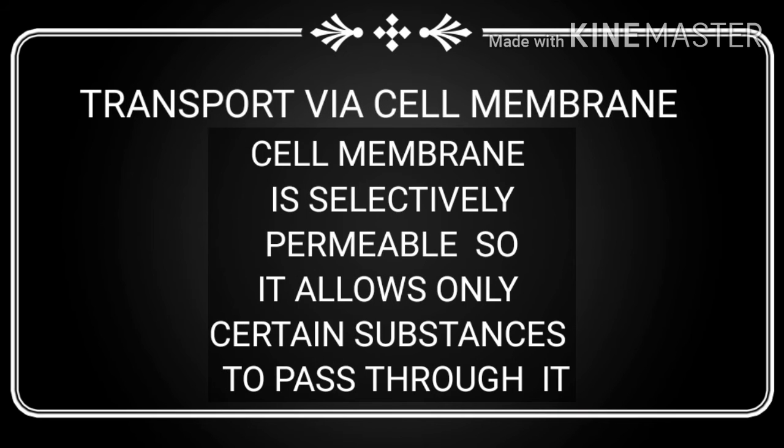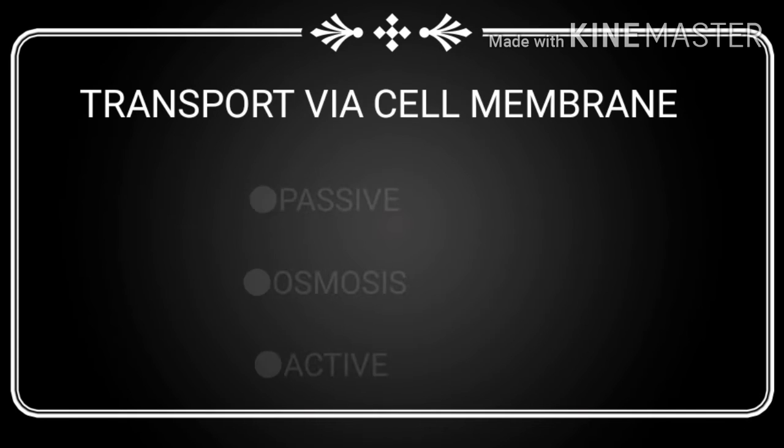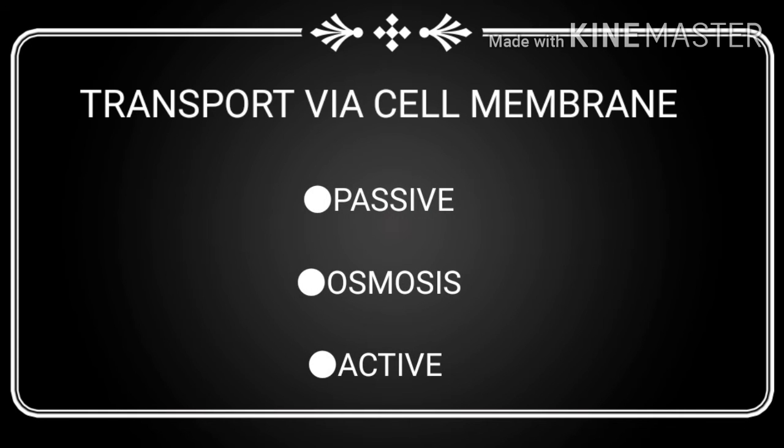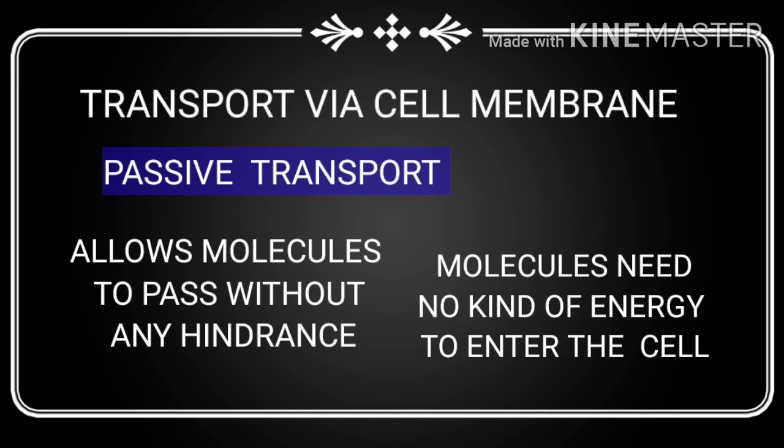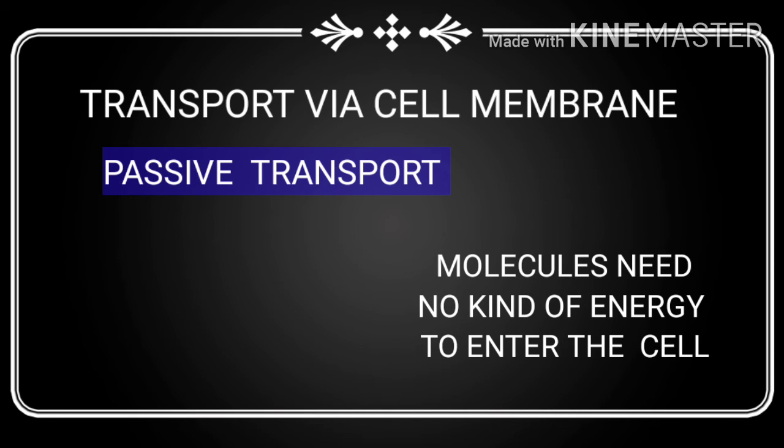Now the function of the cell membrane. Like I said, the cell membrane is selectively permeable, so it allows only certain substances to pass through it. Now, there are three types of transport available for the molecules which are trying to enter the cell: active transport, passive transport and osmosis. What is passive transport? Passive transport is a transport where there is no energy requirement for any molecules to pass, which means molecules can pass freely without any requirement of energy such as ATP.